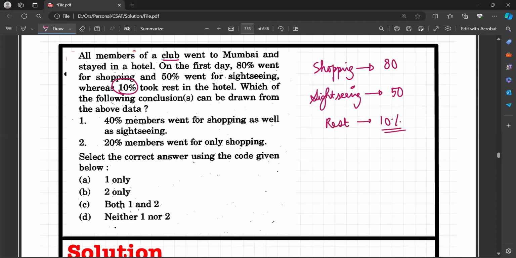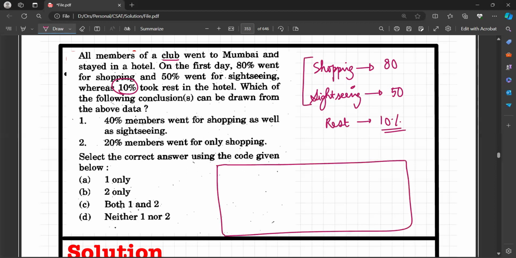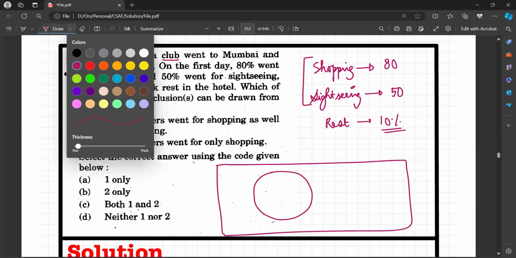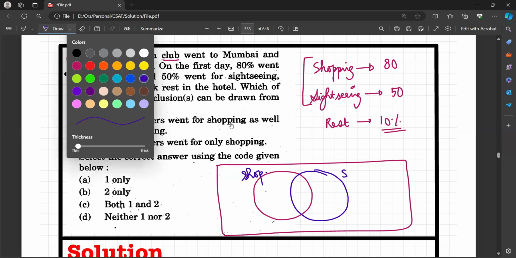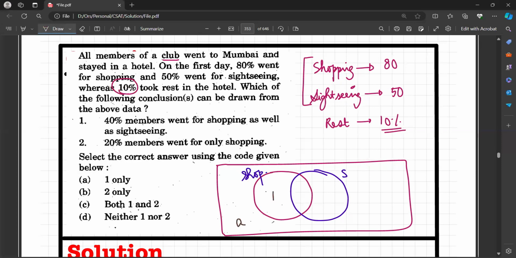That means these people are not doing any work. How many items are there? 2 items. So can I do the same logic again? If this is shopping and the blue one indicates sightseeing. This is sightseeing. This is shopping. Clear? So how many positions do we need to assign? A, B, C, and D. Clear? So rest is taken by 10 people. So the value of A is 10, remaining B plus C plus D.